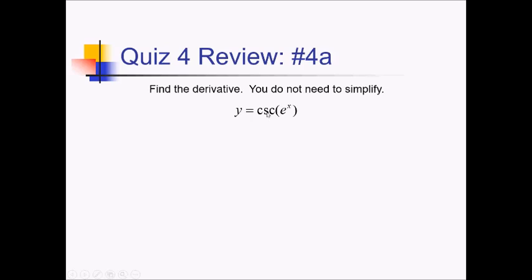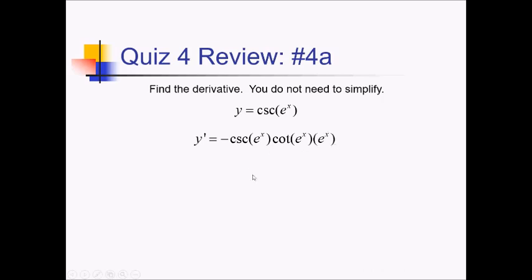So I have cosecant of something as the outer rule. That becomes negative cosecant of e to the x, cotangent of e to the x. Now we have to multiply by the derivative of e to the x. In general, for an exponential term, the derivative is going to be the base to the power times the ln of the base. But since the ln of e is just 1, its derivative ends up being e to the x, also itself. So we're just going to multiply then by e to the x.